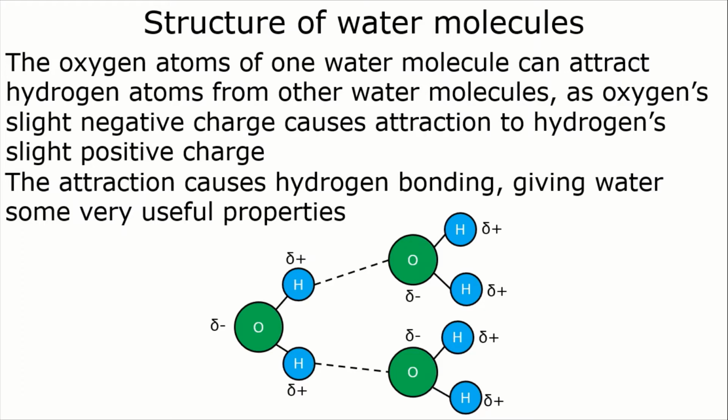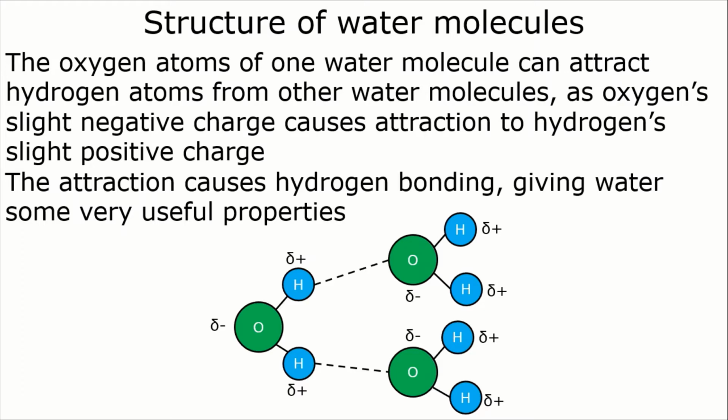What this represents, the delta just represents that the charge is just a partial charge rather than a full charge. So we can see that hydrogen is delta positive because it's got this slight positive charge, and oxygen is delta negative because it's got this slight negative charge.